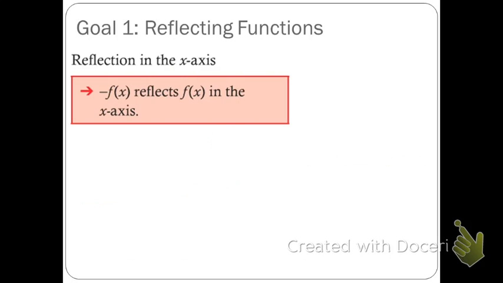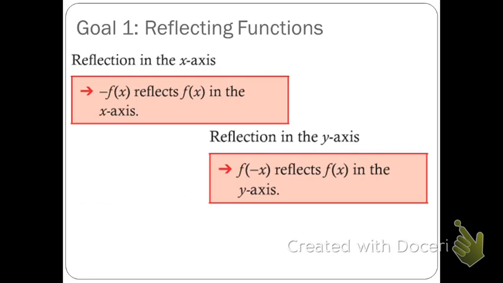And compare this one to the rule that we just learned. Whenever you want to reflect a function in the y-axis, we're still using multiplication by -1, but what we're going to do is multiply the input value of the function by -1 rather than multiplying the output of the function by -1. Okay, so what might that look like?